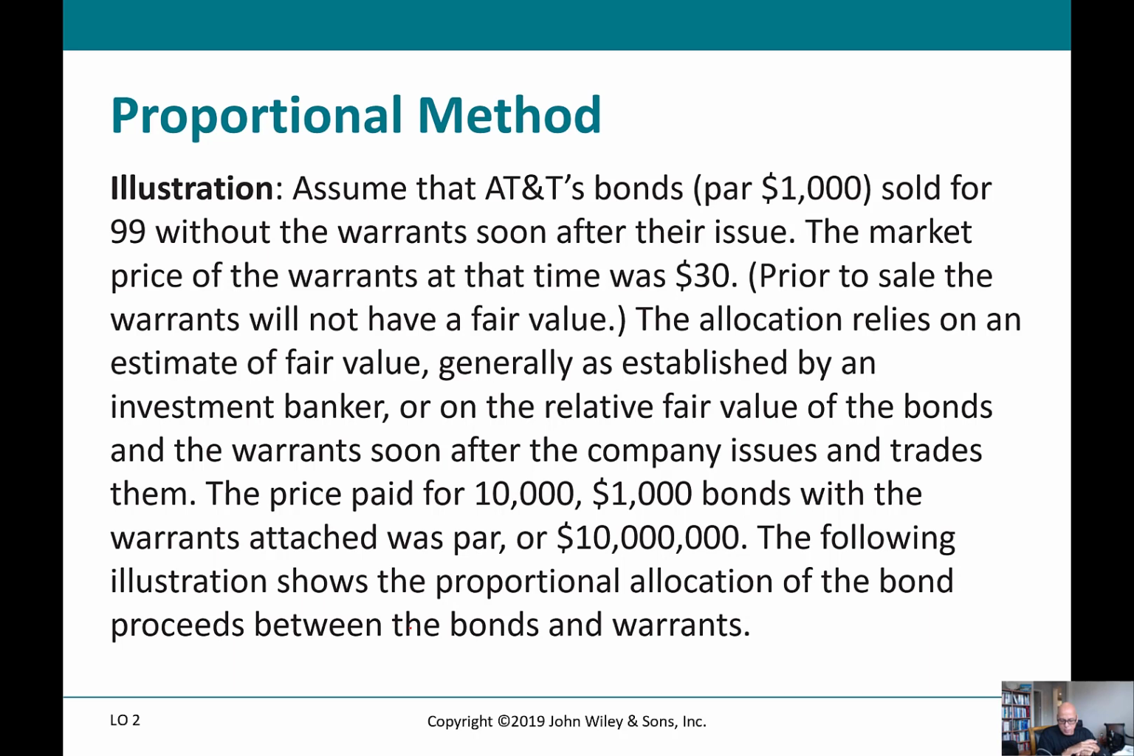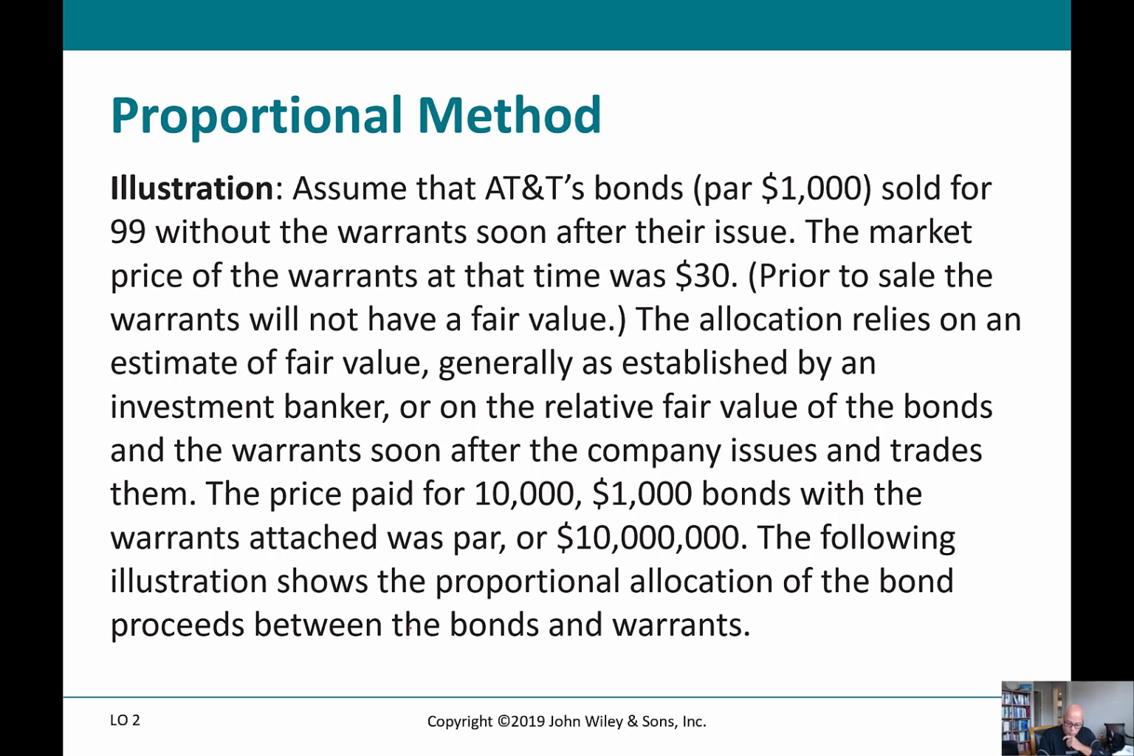Assume that AT&T's bonds have a par value of 1,000 and sold for 99. Now, what does that mean? Well, that means they're selling for less than face. This is telling me that whatever I end up attributing to be the market value of the bonds, it's going to be less than the face of the issue. So these bonds are going to issue at a discount. The market price of the warrants at the time was $30. Good. They come right out and tell me the market value of the bonds and the market value of the warrants. That's how I'm going to allocate that cash between the two instruments.